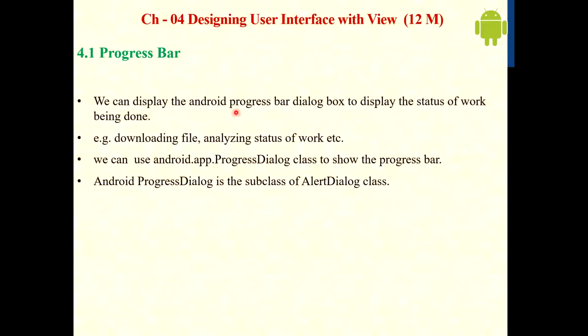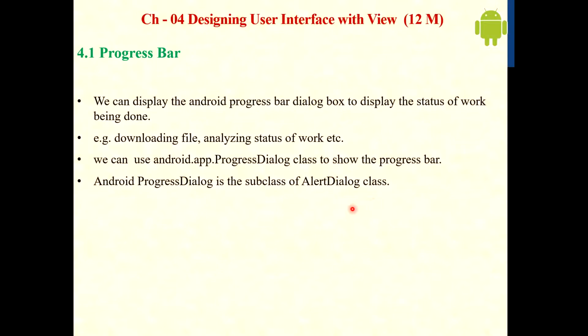We can display the Android progress bar dialog box to display the status of work. Many times we see the progress bar when we copy a large amount of data from one location to another location. Then the progress bar is displayed which shows the process in percentage also. The examples are downloading a file, analyzing the status of work. At that time the progress bar is used. We can use the android.app.ProgressDialog class to show the progress bar.